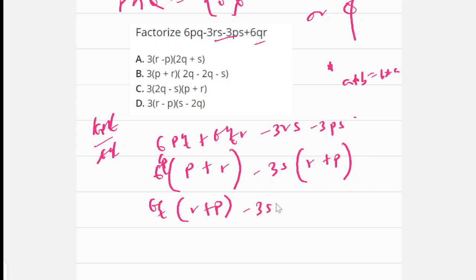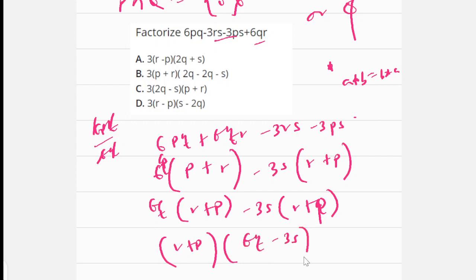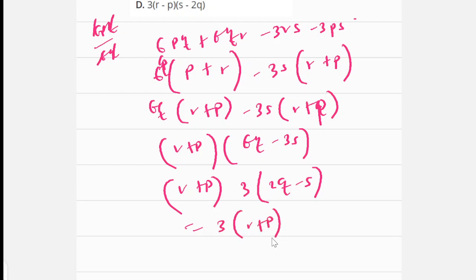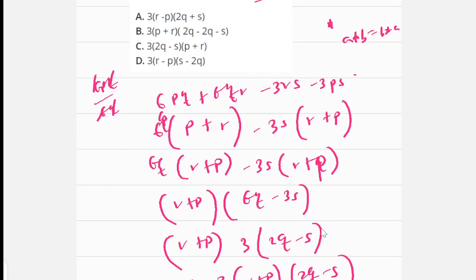Then minus 3s r plus q, r plus p, and r plus p is common. What do you have left here? Then I have what? 6q minus 3s. But there is another common factor. Even if you check here, you still see that 3 is common. If I factor 3 out, then this is going to be 2q minus s. Then this is something as 3 times r plus p, 2q minus s.